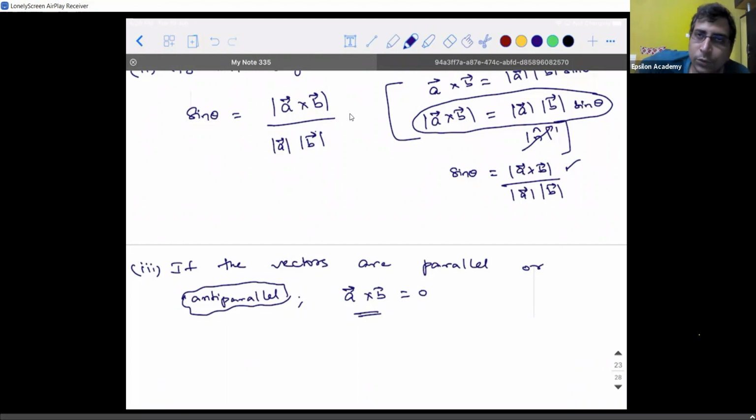You can use the first two methods which I told you, that is A vector is equal to lambda times B vector, or use the formula for cos theta. Okay. Fourth one.